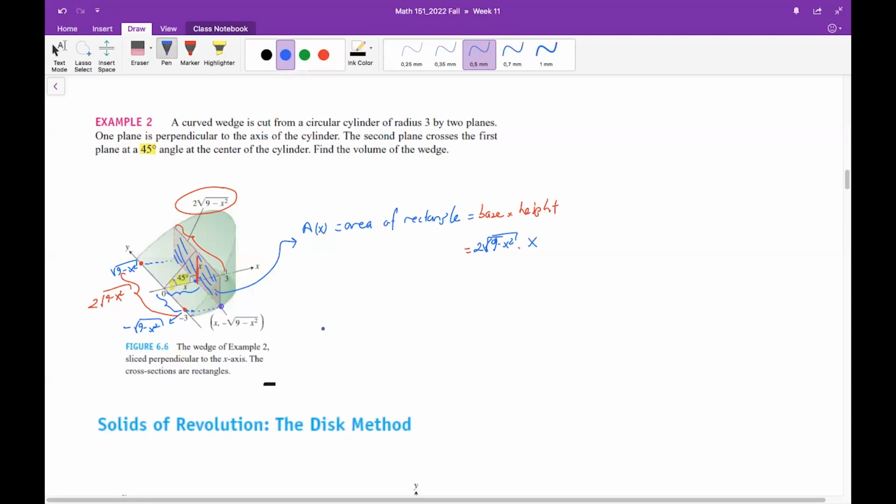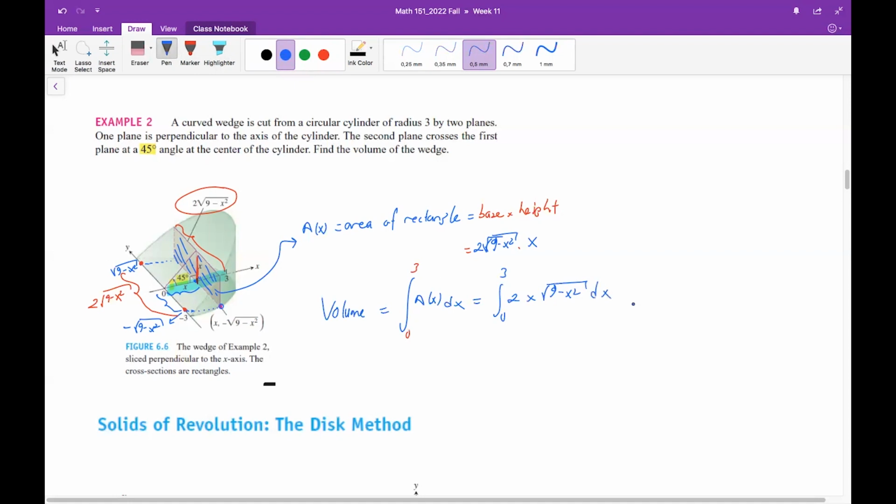And then to compute the volume, what should I do? I need to integrate the areas of these cross sections over which interval? Let's see the interval. So x coordinate is here, and I need to sum up the areas of all those cross sections from 0 to 3. You see, this is the interval of integration. That's why I need to put here from 0 to 3. Okay, the rest is just completing things. From 0 to 3, this is what we have. 2x, square root of 9 minus x squared, dx.